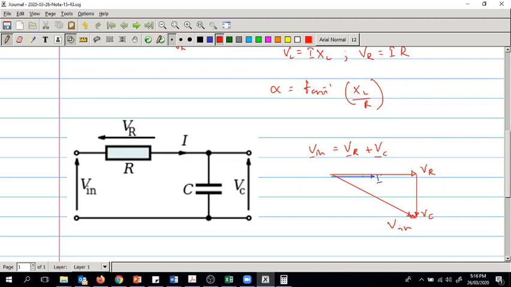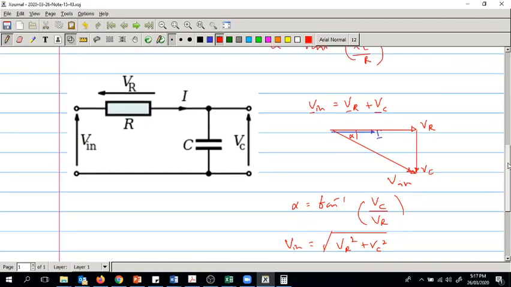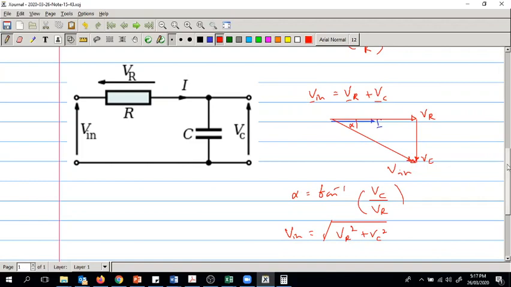So we draw the two phasors, we add the two phasors, and alpha is tan inverse VC over VR. Now the alpha is actually going in the negative direction, and V in is equal to square root of VR squared plus VC squared, right? Or simply you can use the complex numbers, if you know the complex numbers, to add the two values, right? So this is two different cases, like using complex numbers and using the phasor diagrams.